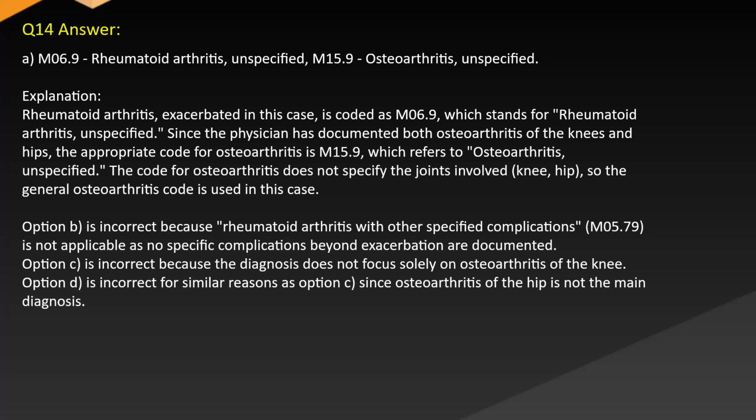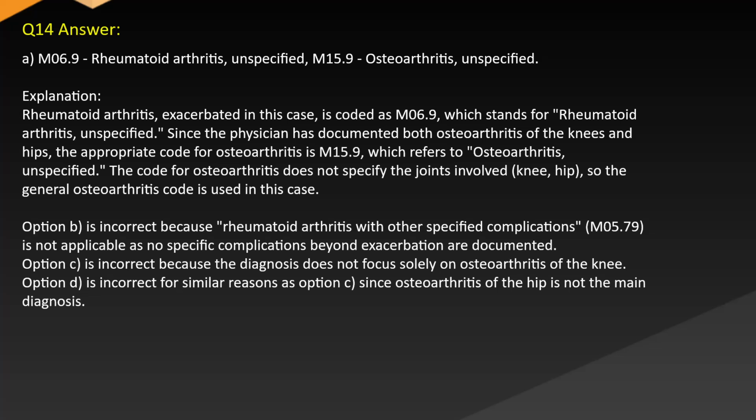Osteoarthritis unspecified. Explanation: rheumatoid arthritis exacerbated in this case is coded as M.9, which stands for rheumatoid arthritis unspecified. Since the physician has documented both osteoarthritis of the knees and hips, the appropriate code for osteoarthritis is M.9, which refers to osteoarthritis unspecified. But the code for osteoarthritis does not specify the joints involved, knee, hip, so the general osteoarthritis code is used in this case.